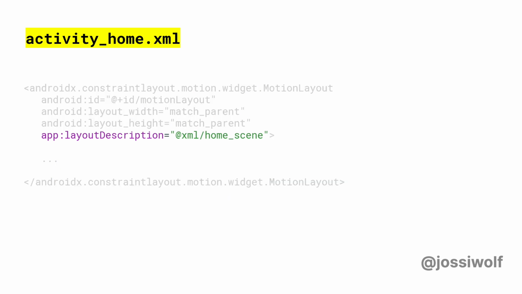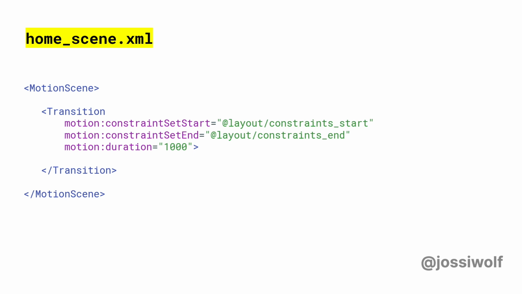So layout description is what references the motion scene, which tells motion layout how everything should look like, how it should work. This motion scene is just another XML file. You can define it in the XML folder. And it could look like this if you start from the ground up. As a root tag, we have the motion scene, and it contains a transition tag.